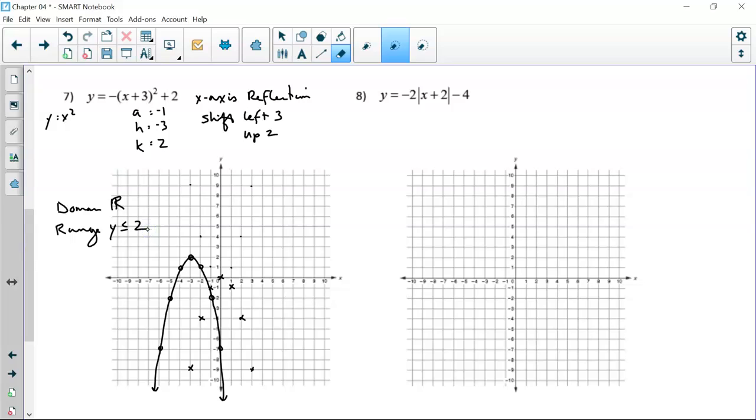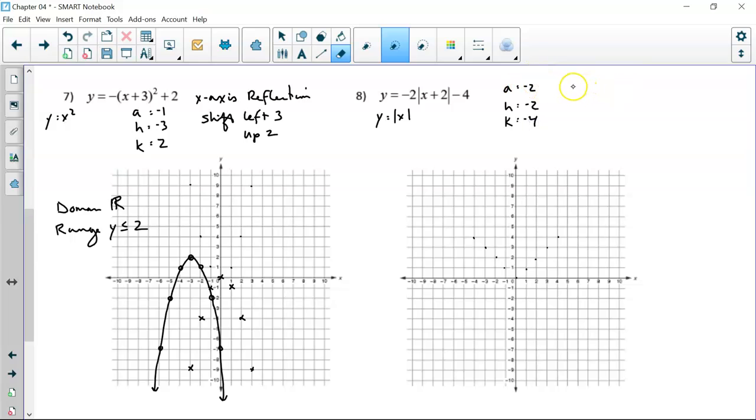Next, we have an absolute value function. So y equals the absolute value of x is our parent function. It's going to have that V shape to it. I'll show you a quicker way to do this later on in this chapter. So now our value for a is negative 2, h is positive 2, but it's also a negative 2, and k is negative 4.